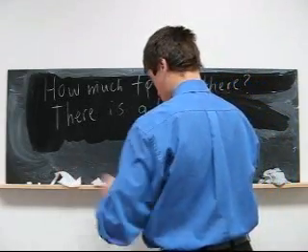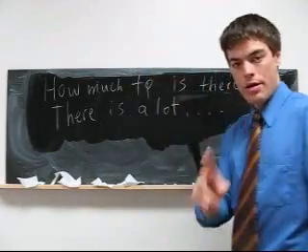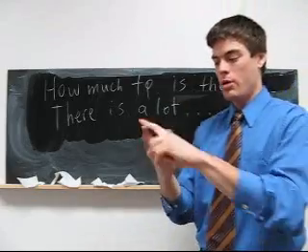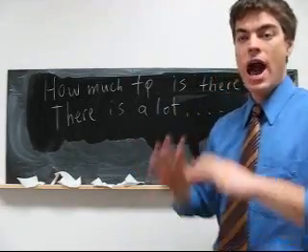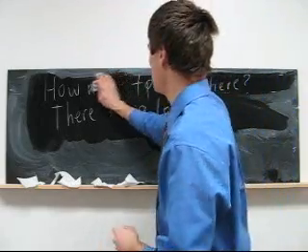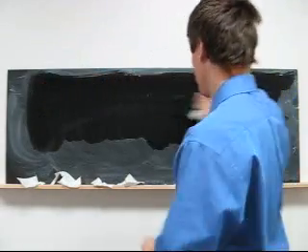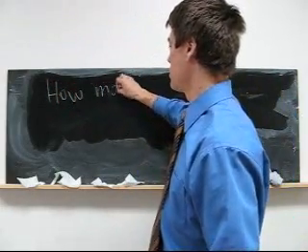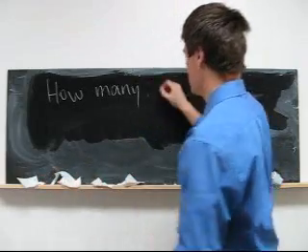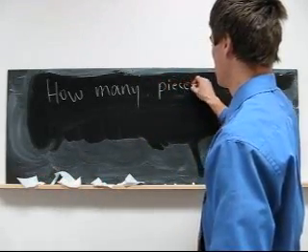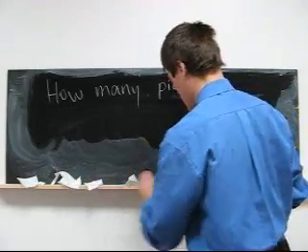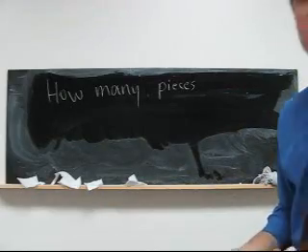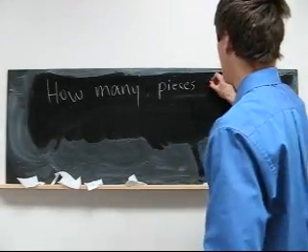But when you go like this, okay? Now this, 1, 2, 3, 4, that's how many. Because how many is counting. 1, 2, 3, 4, 5, 6, 7, 8, 9, 10. How many is counting. So we say how many pieces. Pieces like piece, piece, piece. These are pieces, pieces of chalk. How many pieces are there?